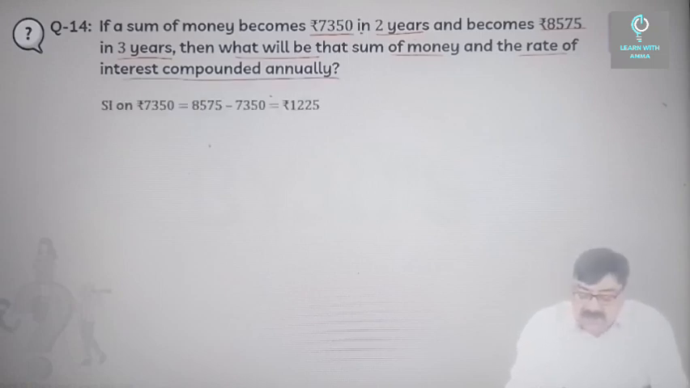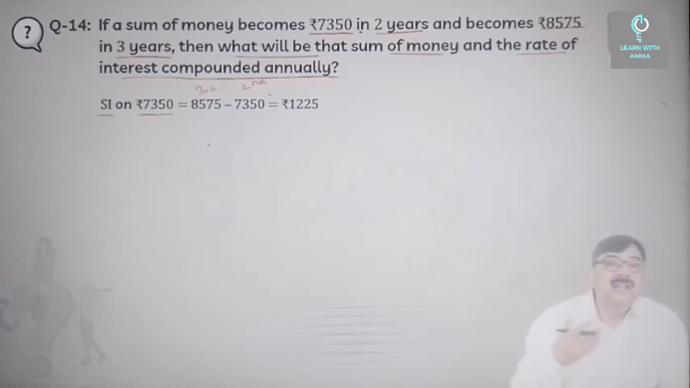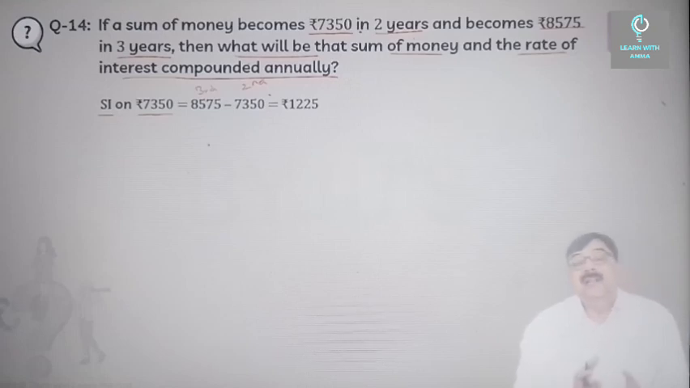Now see, the difference between the amount obtained at the end of the third year and at the end of the second year is nothing but the simple interest on 7350. What I'm trying to say is that the amount obtained at the end of the second year becomes the principal for the third year. Similarly, the amount obtained at the end of the third year would become the principal for the fourth year. That's what happens whenever we are solving a question based on compound interest.